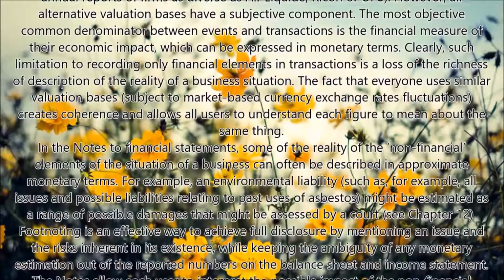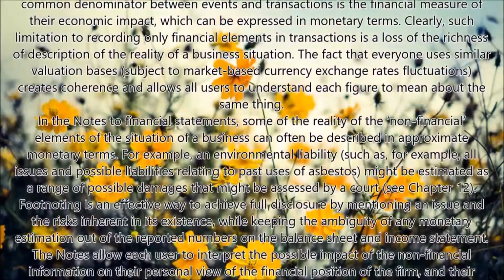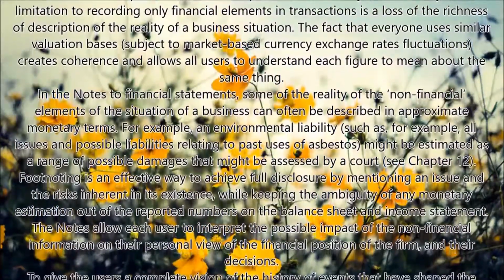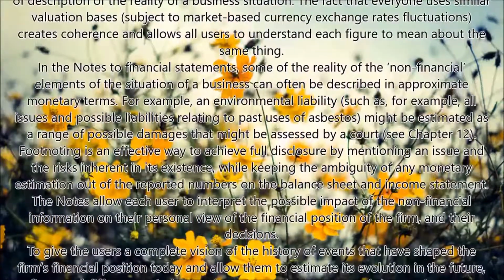In the notes to financial statements, some of the reality of the non-financial elements of the situation of a business can often be described in approximate monetary terms. For example, an environmental liability, such as all issues and possible liabilities relating to past uses of asbestos, might be estimated as a range of possible damages that might be assessed by a court.